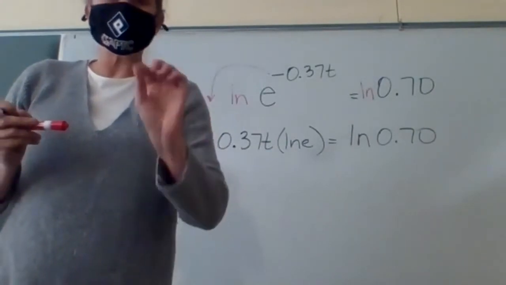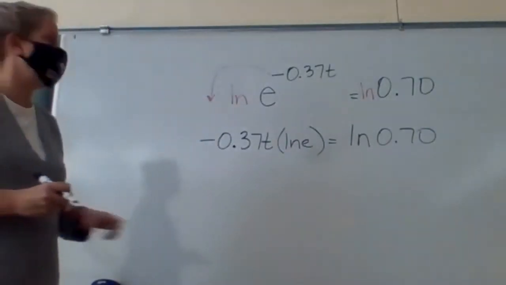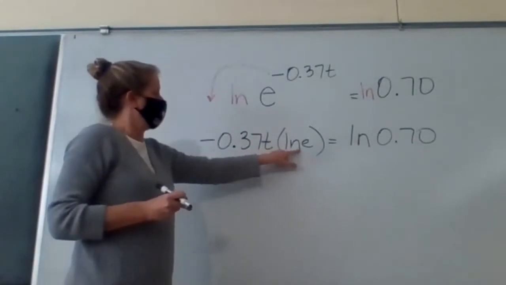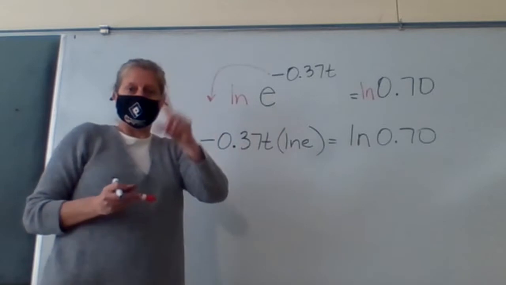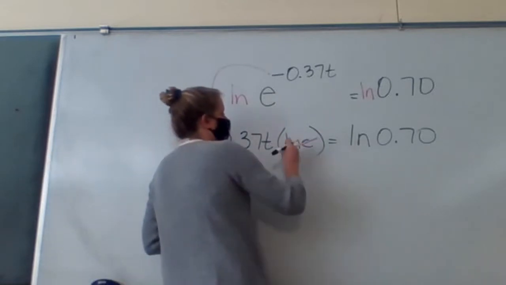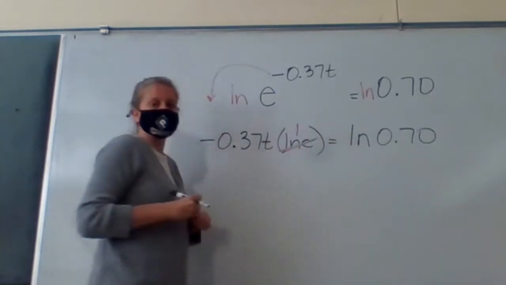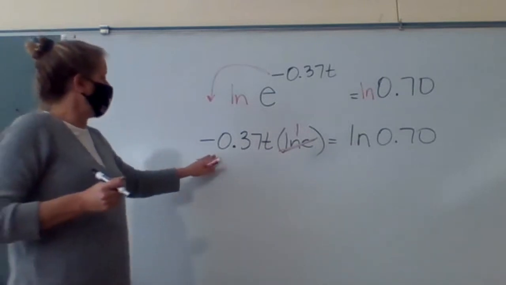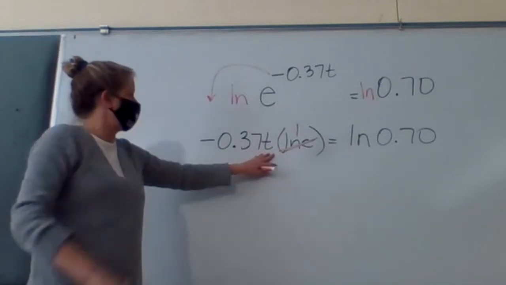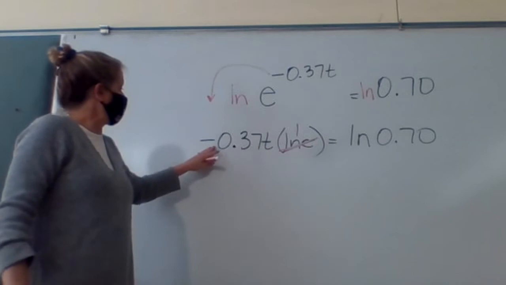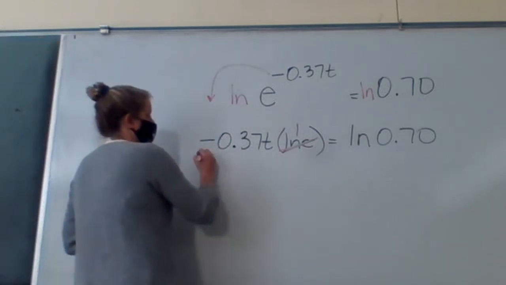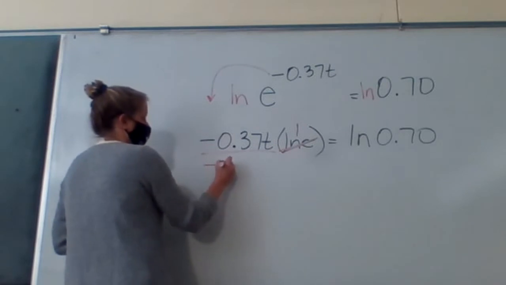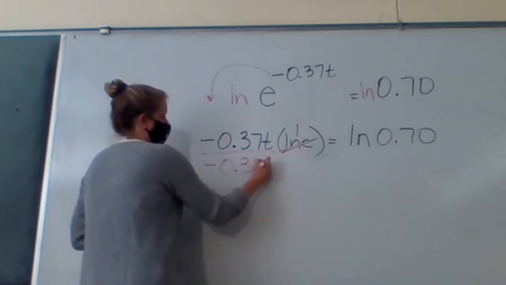Now remember, what is ln of e? 1. Because what is ln? It's log base e. Well, log base e of e is 1. So anytime you see ln e, that actually is just a 1 right there. So all I have left on this left-hand side is negative 0.37t. So if I'm solving for t, I just need to divide by negative 0.37.